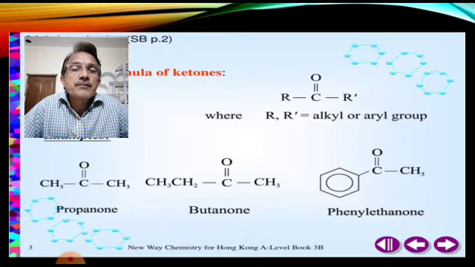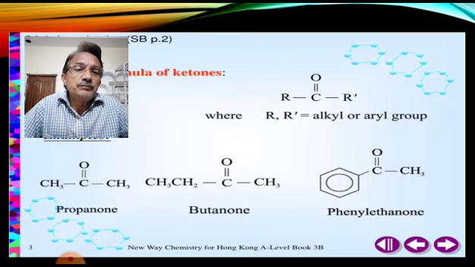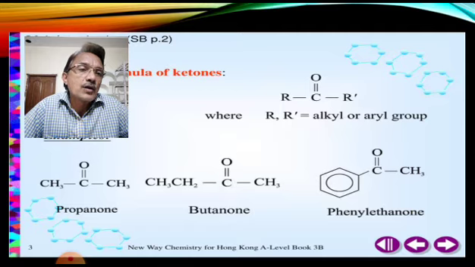Examples for ketones: acetone CH3-CO-CH3, that is also called propanone. Second example for ketones is butanone. We also call it ethyl methyl ketone. Third example for ketones is phenylethanone, C6H5-CO-CH3.